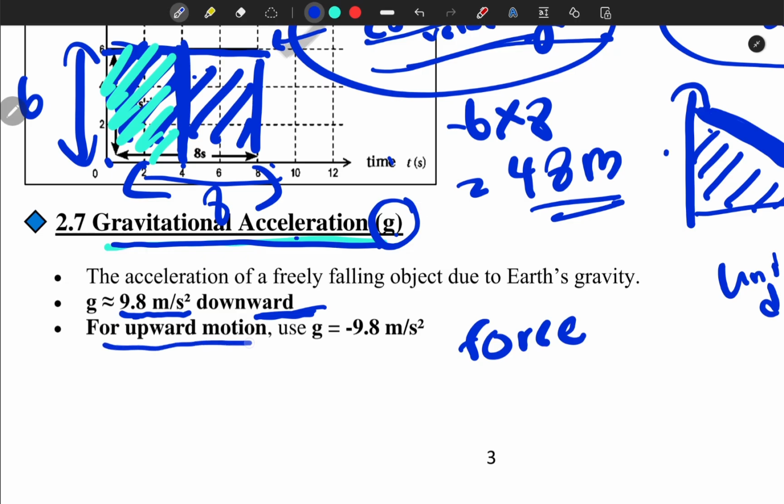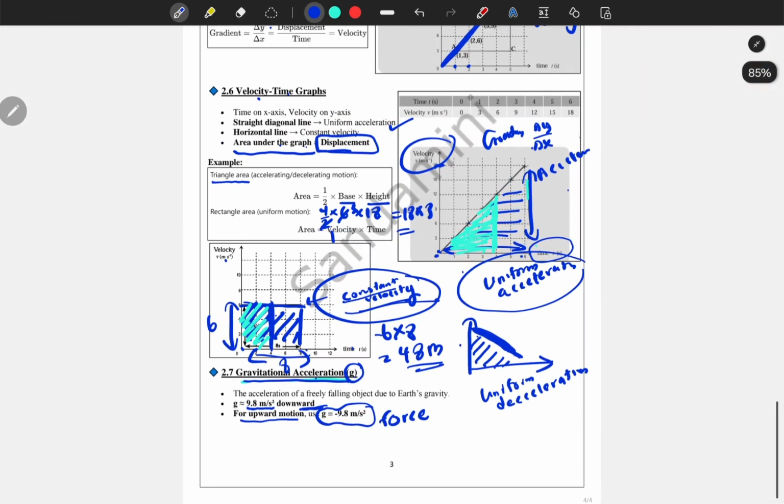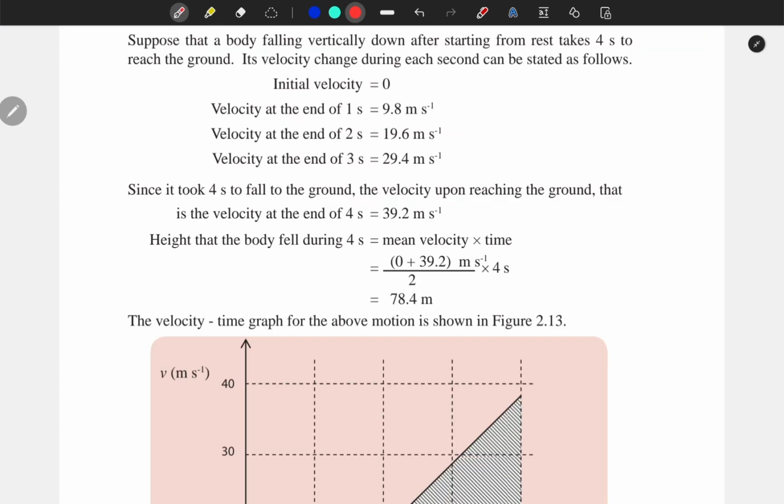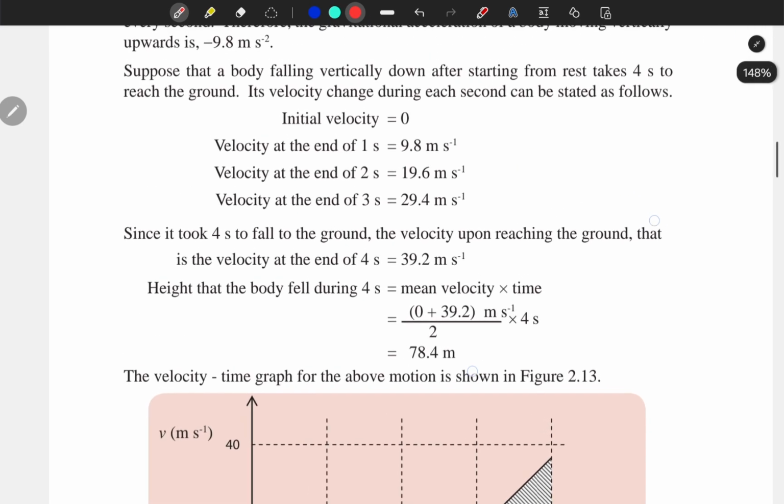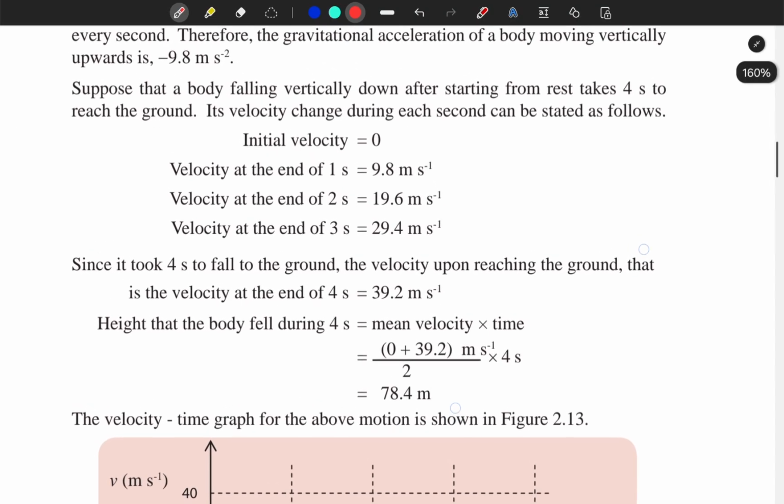If you calculate upward motion, we use minus. That is a small thing to know. That is the part you need to know. You should learn only this kind of thing.